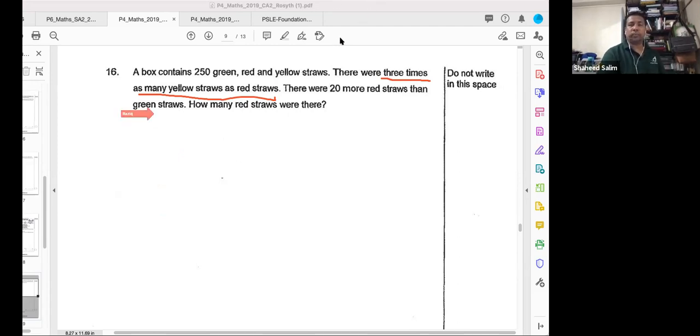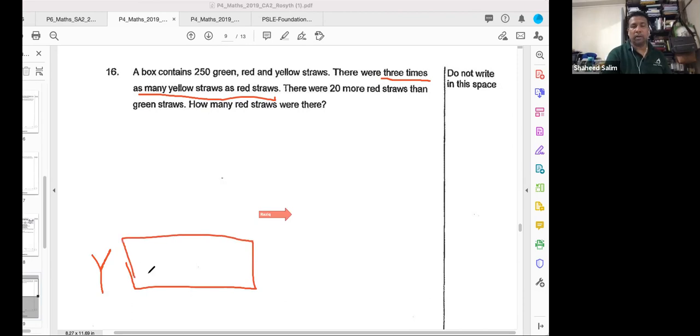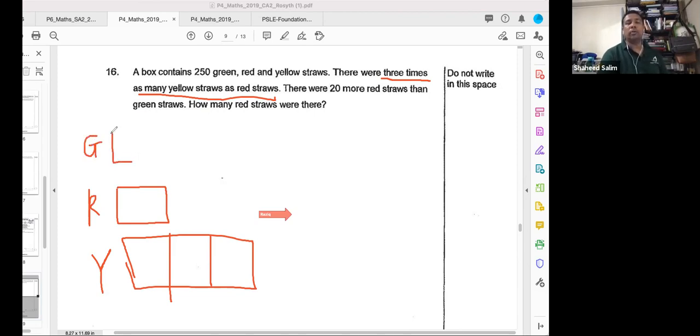Yellow, they say got 3 units. Now see, yellow 3 units. 1, 2, 3. Red, only 1 unit. Okay. Green, less than 1 unit. How many? I also do not know. So we do a zigzag. We do not know. But for sure it's less than 1 unit. But they tell us, compared to the red, it got 20 more. So down here is 20.